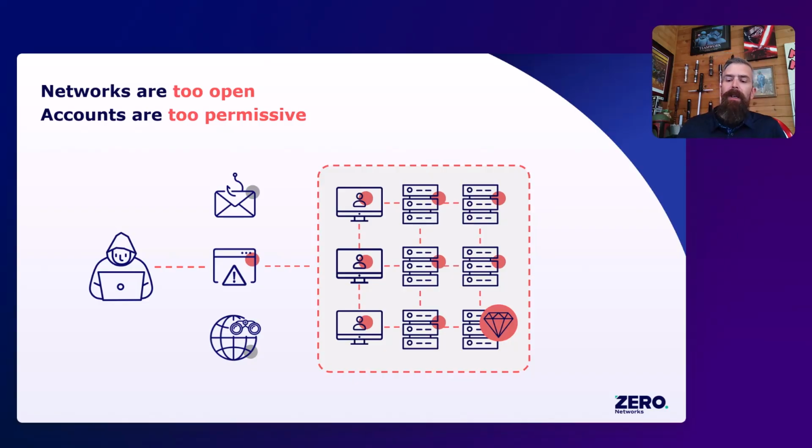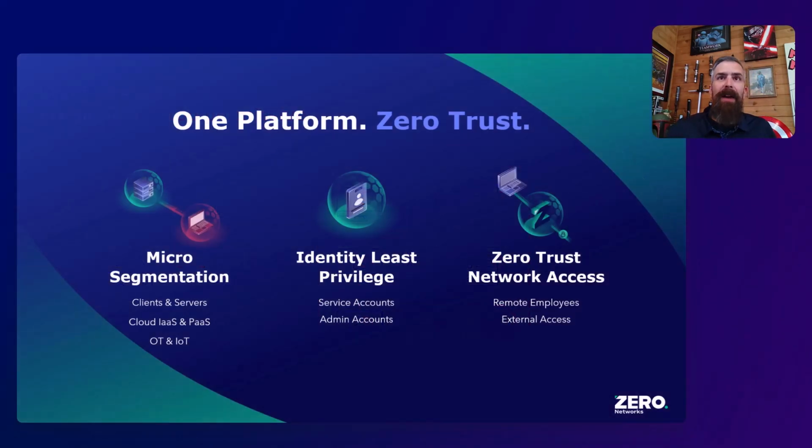So the Zero Networks platform is one platform to really help solve some of the biggest challenges in zero trust. The first being network microsegmentation. And this is for clients, servers, cloud IaaS and PaaS, OT, IoT. It doesn't matter. It's about segmenting the network down to the smallest component, each asset, and putting a firewall bubble around each one.